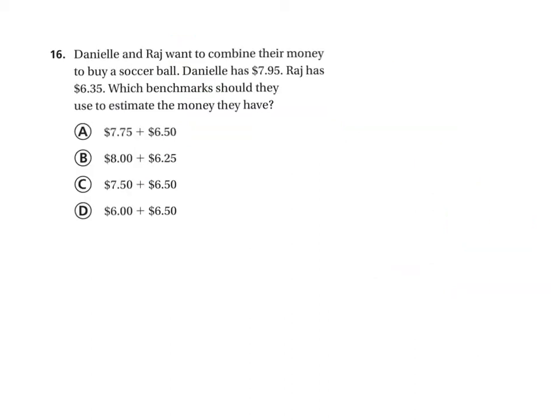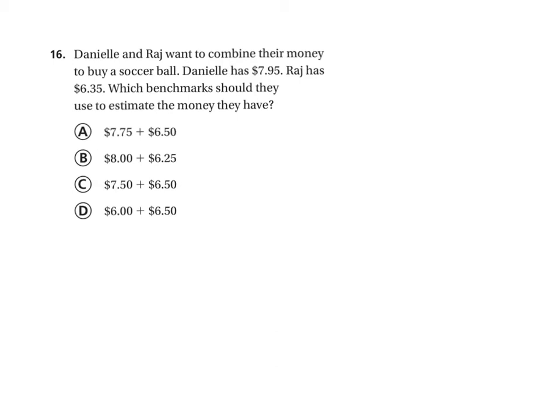All right, a couple problems here out of the book that were multiple choice. Let's go over these. So I'm going to read question 16. Danielle and Raj want to combine their money to buy a soccer ball. Danielle has $7.95. Raj has $6.35. Which benchmarks should they use to estimate the money they have?